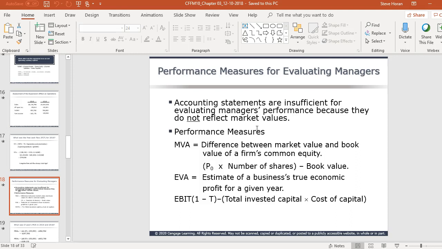So MVA, market value added, is the difference between market value and book value of the firm's common equity. And P0 is the price of a stock today. So 0 just means today. And P is price times the number of shares minus book value. So that's the market value. You can look up market value for any company. Go to Yahoo Finance, type in the name of the company, and you'll get it.